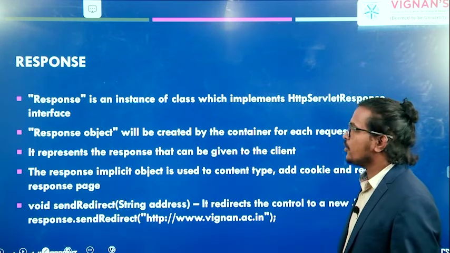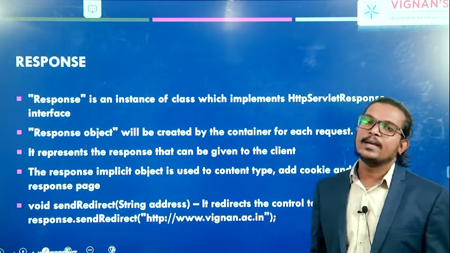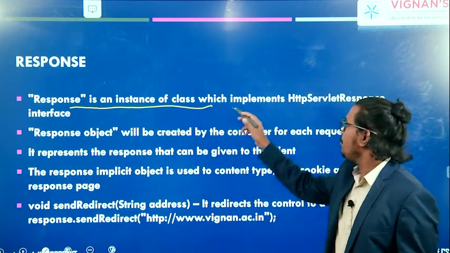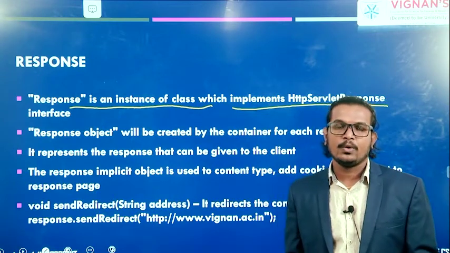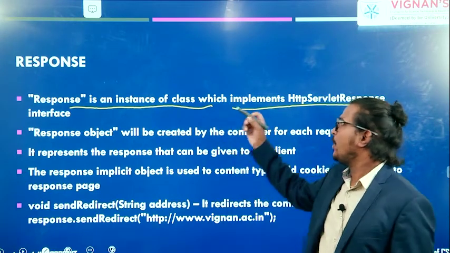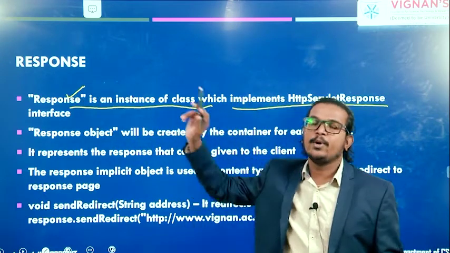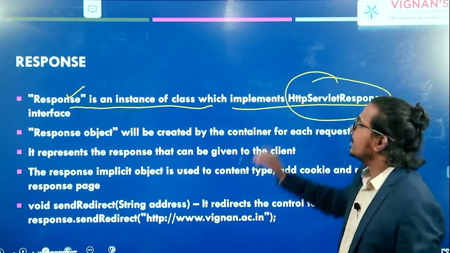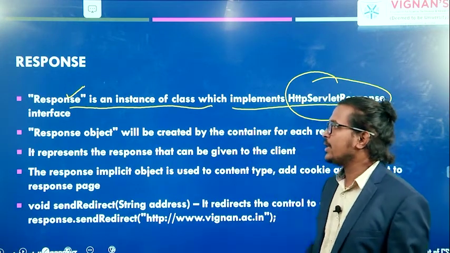Next is the response object. So what is this response object? This response object is an instance of a class which implements the HttpServletResponse interface. With the help of this response object, we are implementing that HttpServletResponse interface. Okay, clear?